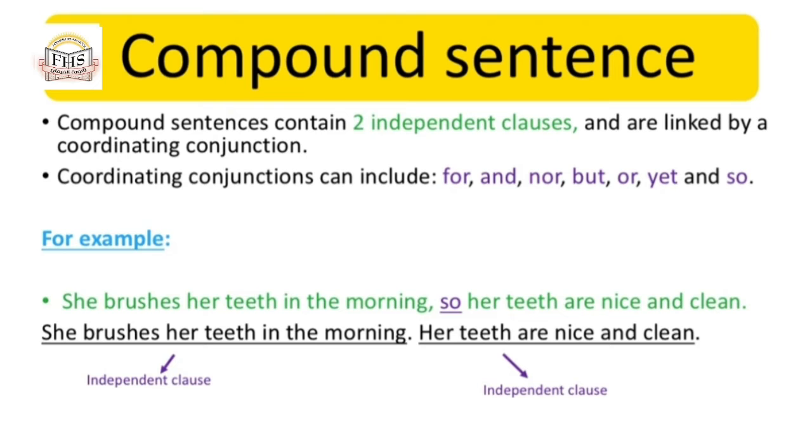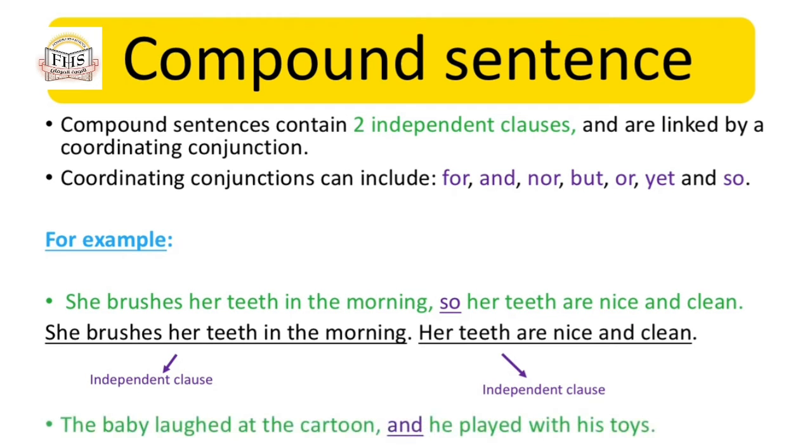before the coordinating conjunction. Another example is the baby laughed at the cartoon and he played with his toys. Here we also have two complete ideas that are joined by a coordinating conjunction and definitely a comma before the conjunction.